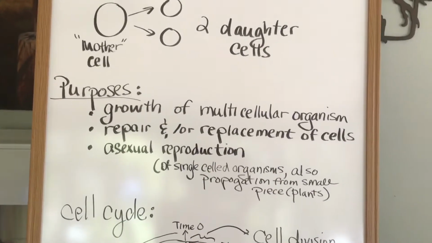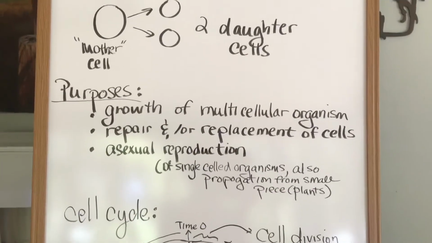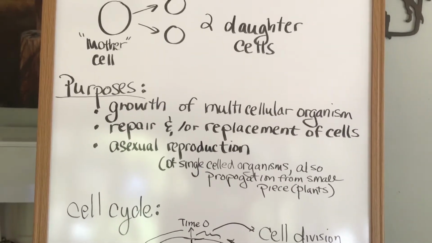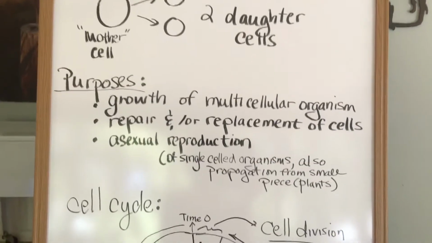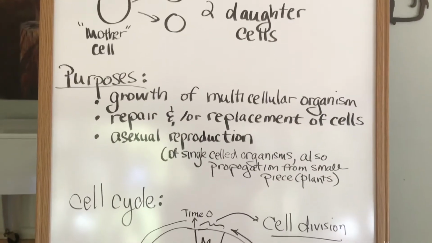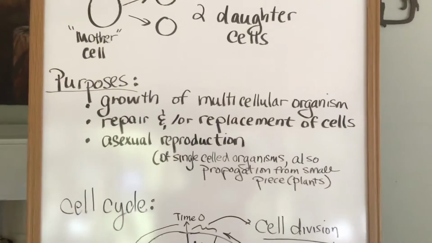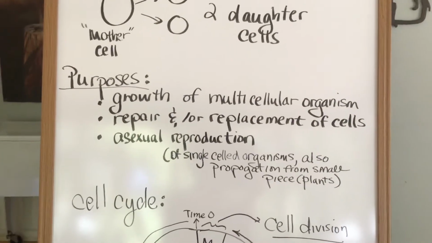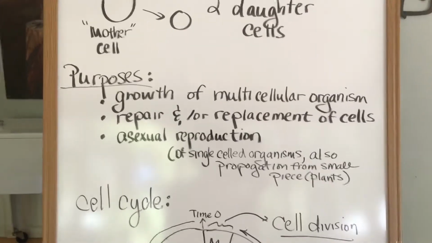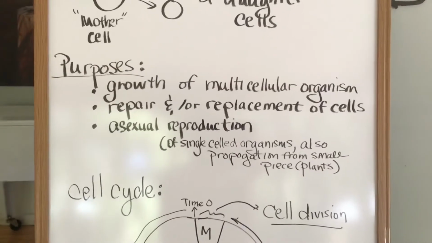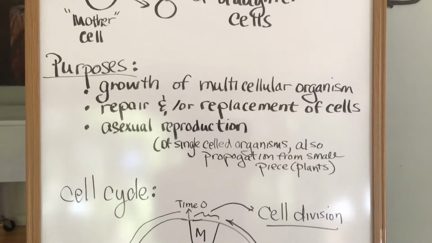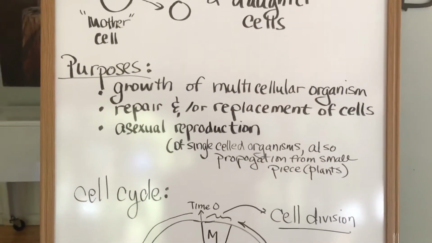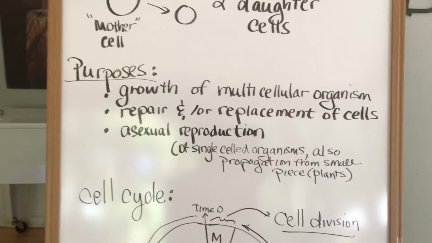This is of a single-celled organism, like a bacteria, or single-celled organisms that we call protists, like the paramecium that we saw in one of the first labs. Also, this type of asexual reproduction is like propagation. It's called budding, or sometimes taking cuttings of plants and so forth. Those are a form of asexual reproduction, and that's included in this.